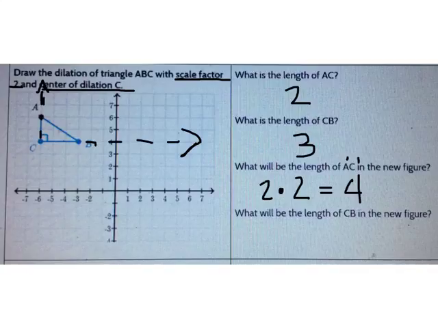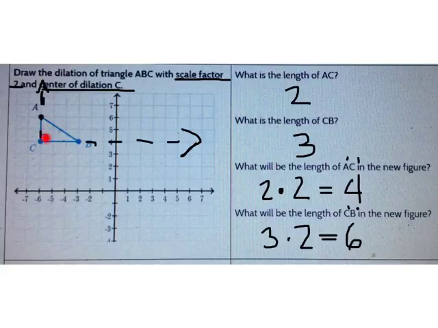If the length of CB is 3, I can multiply by 2 to find the length of C prime, B prime. What's the length of C prime, B prime? What's the length of CB in the new figure? It's 6. So to draw the dilation, I can count.